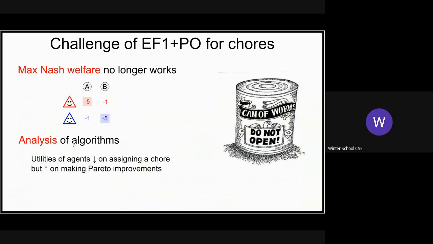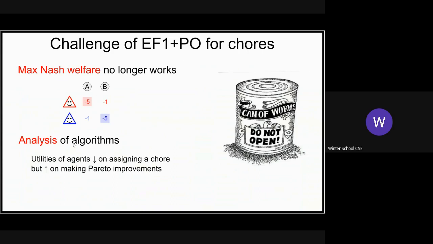Think of examples like this, where the values are -5, -1, and -5. Suppose you give A to red and B to blue. So the product of utilities is 25. So this is the allocation that maximizes geometric mean. But this is not Pareto optimal. You could exchange their bundles and both agents would be happier. Both would be at -1. So the geometric mean worked very nicely for goods, but it does not work well for chores.